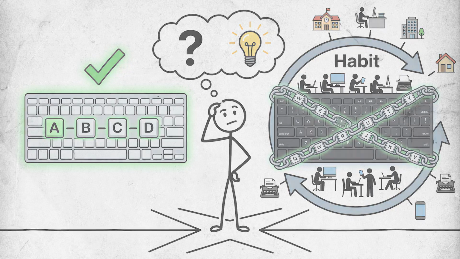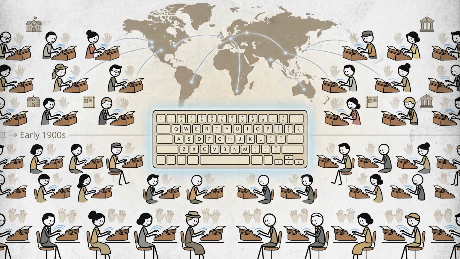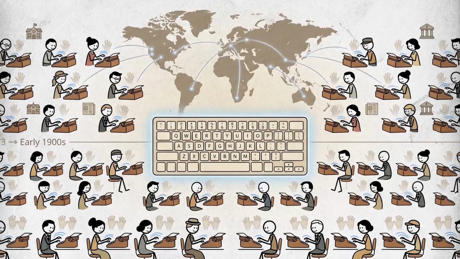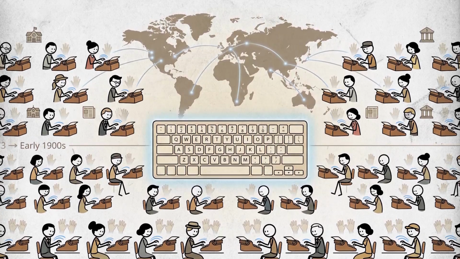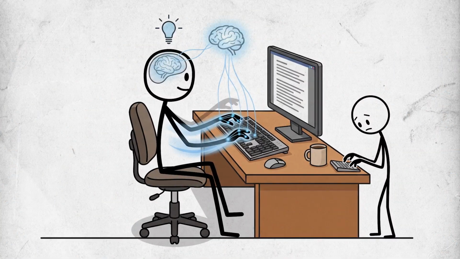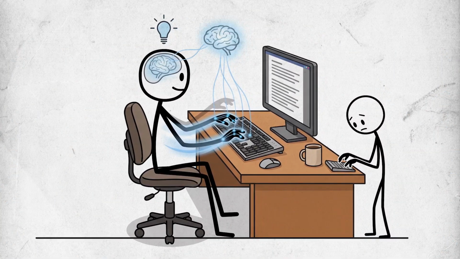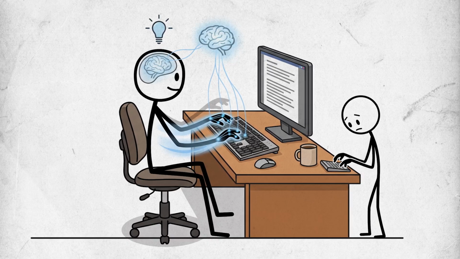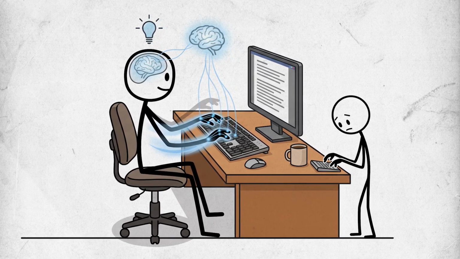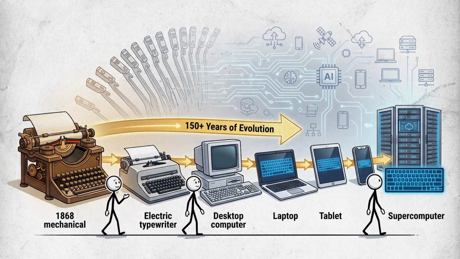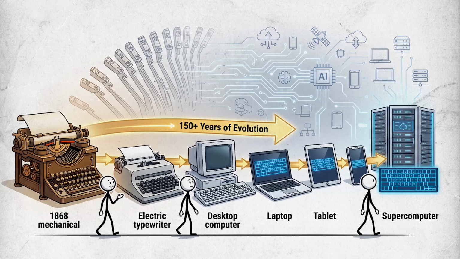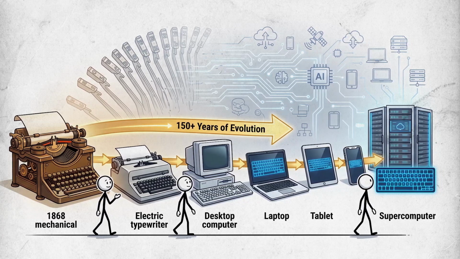The answer is simple: habit. By the early 1900s, millions of people worldwide had already trained their muscle memory on the QWERTY layout. They could type seamlessly without even looking at the keys. When computers and smartphones eventually arrived, tech companies knew that changing the layout would force the entire world to relearn typing from scratch, causing massive frustration. And that is how a 150-year-old workaround for a mechanical typewriter limitation ended up ruling our modern iPhones, Androids, and supercomputers today.